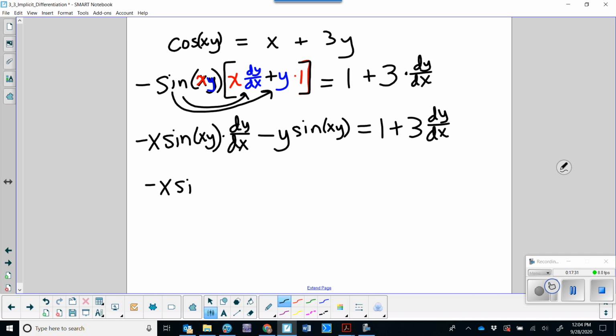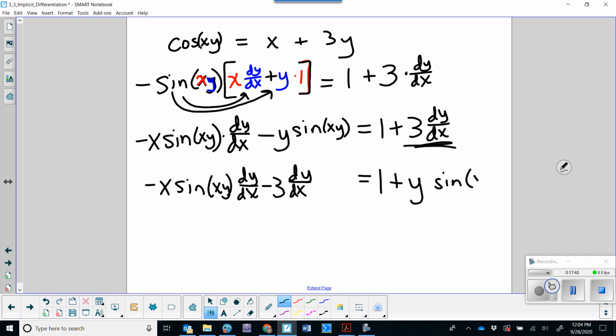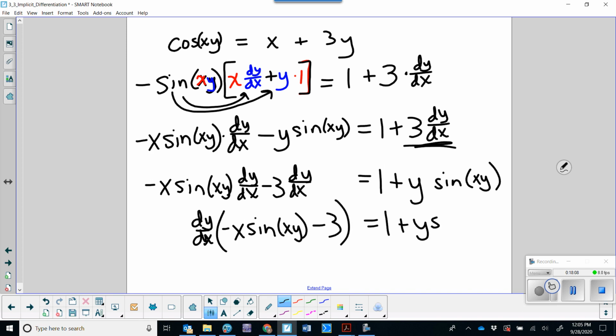So left will be minus x sine xy dy dx minus 3 dy dx, because I have to move this one as a dy dx, equals, and then I have the 1, and then I'll have plus y sine of xy. And remember, this is a video, so you can always pause and slow down and make sure you can follow that. Then I have dy dx that I want to factor out, so I'm going to be left with minus, or an x sine xy minus 3 equaling 1 plus y sine xy. That's not changing on the right.